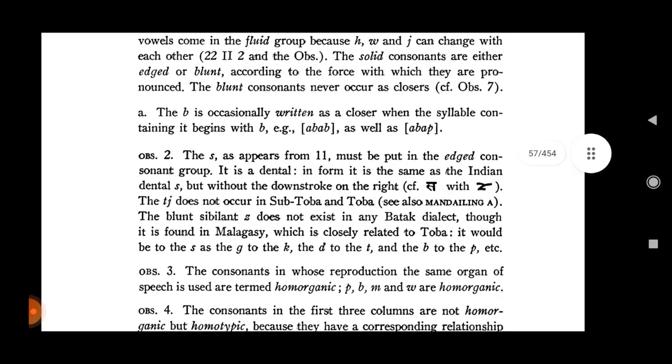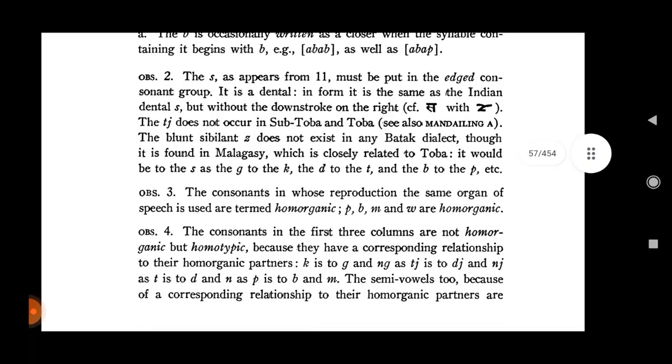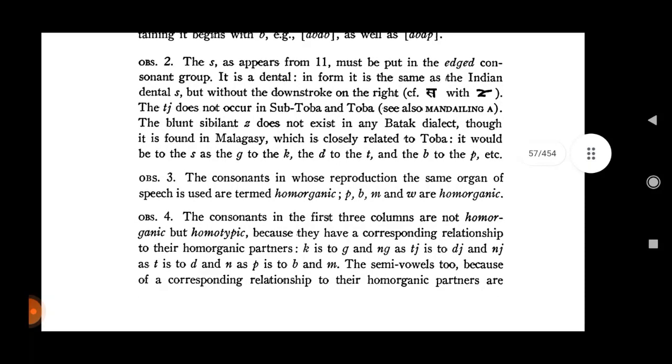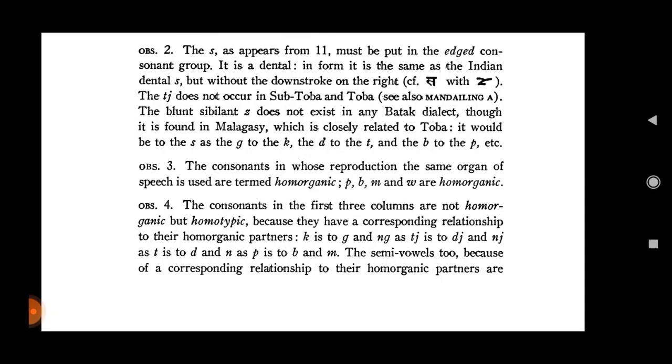Which appears from 11 must be put in the H consonant group. It is a dental. In form, it is the same as the Indian dental, but without the downstroke on the right. The C does not occur in Sub-Toba and Toba. See also Mandailing. The sibilant Z does not exist in any Batak dialect, though it is found in Malagasy, which is closely related to Toba. It would be to the S as the G to the K, and D to the T, and the B to the P, etc.